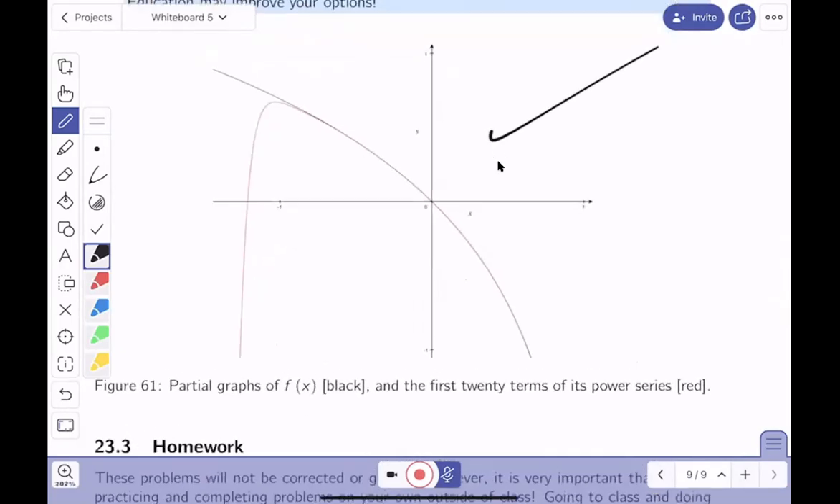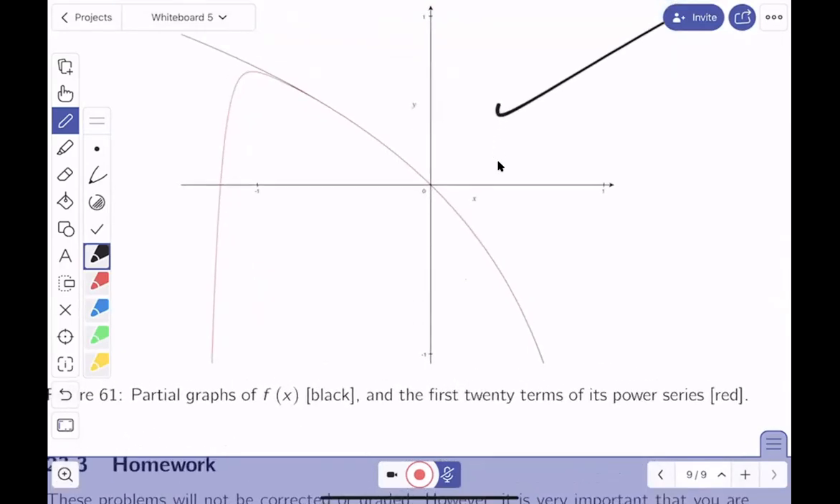Now, when I say the picture is nice to have, what am I noticing? Between the numbers 1 and -1, it's a fairly good fit between the actual function and the Taylor series for that.